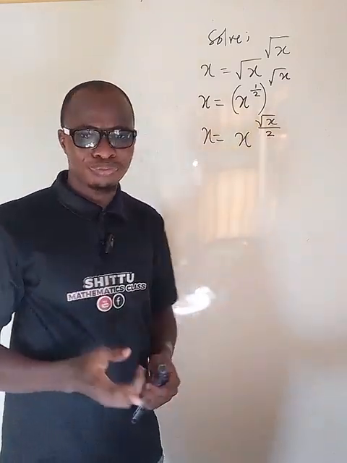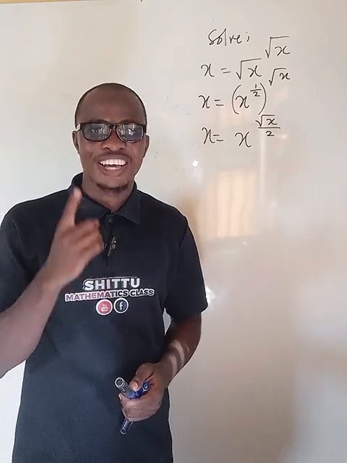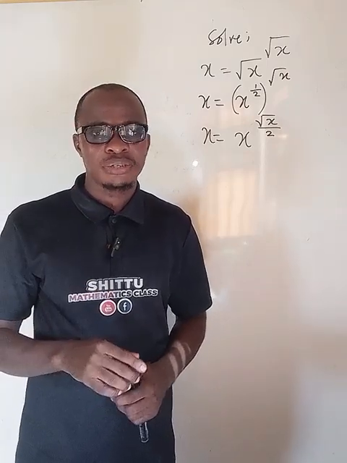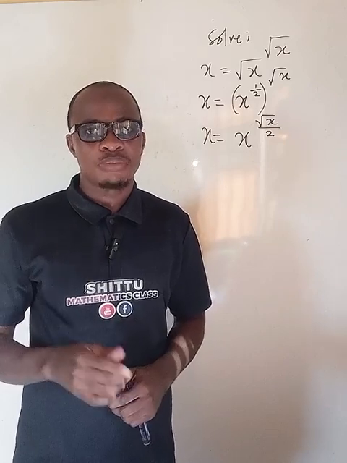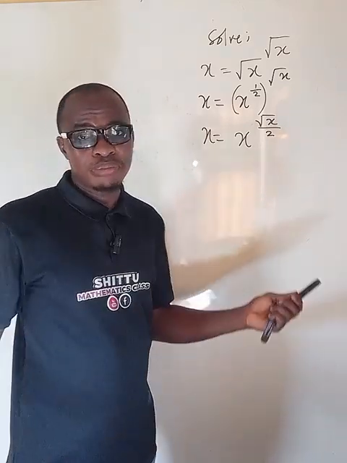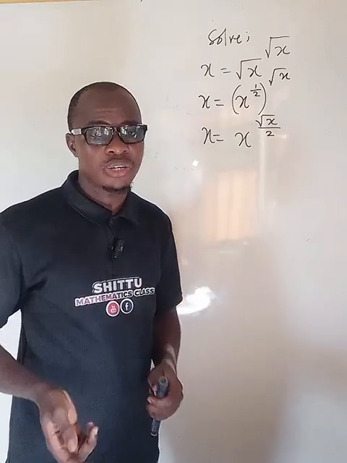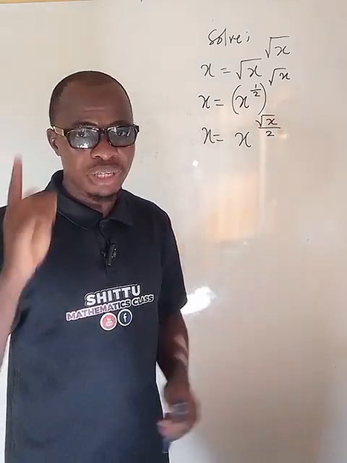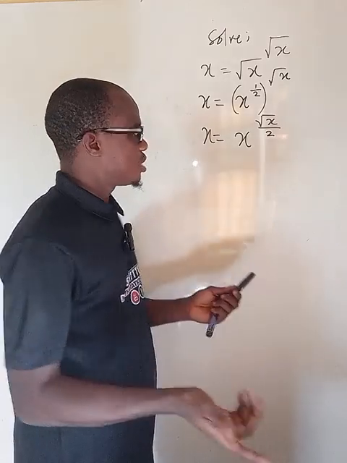Now, some of you made mistakes, and I've been saying this several times, but some of you won't listen, but I will keep saying this. I have x here, I have x here. Doesn't mean because they are the same, we should cancel them out. If we cancel them out, you're going to miss a solution.